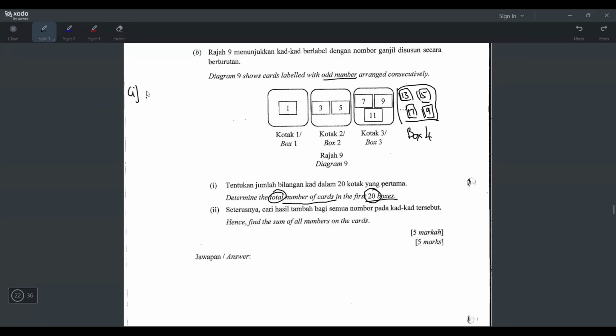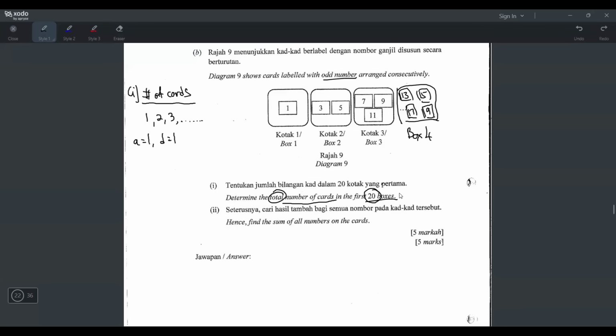So what I'll write here is I will form a progression using the number of cards. In the first box, there is 1 card. The next box has 2 cards, 3 cards, 4 cards, keep going forever. So you can see that this forms an arithmetic progression where the a is 1, the d is also 1, because every time you just plus 1, plus 1, plus 1.